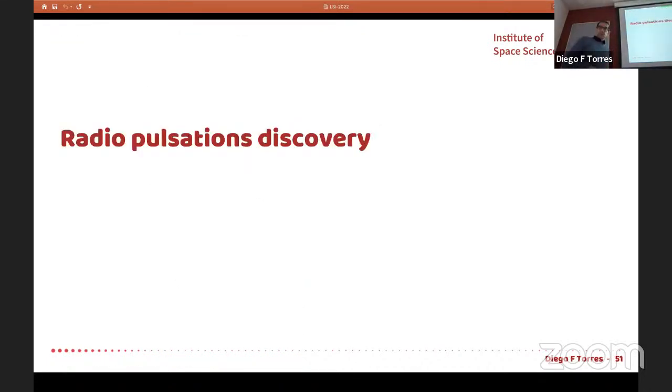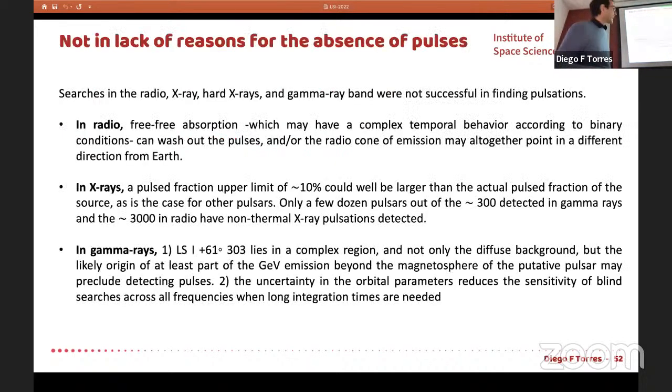And now it comes to the last part of the talk, which is the radio pulsation discovery. Let me just start by saying that there is no lack of reasons for the absence of a detection. Why? Well, because in radio you have free-free absorption. And in addition, because of all the matter going forward and back, the absorption may have a complex temporal behavior. This can wash out the pulses, and this is why you would not detect radio pulsations.